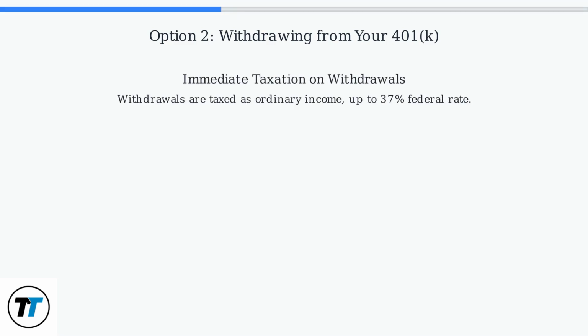Option 2 is withdrawing from your 401k, which means cashing out the funds. This triggers immediate taxation on both pre-tax contributions and any earnings. All withdrawals are taxed as ordinary income at your current federal tax rate, which can reach up to 37%. State taxes may also apply, varying by location.